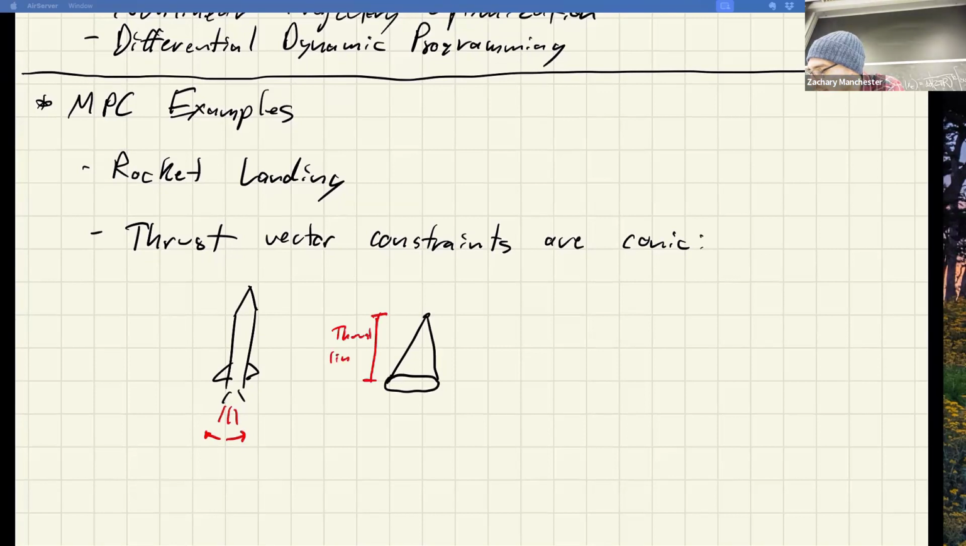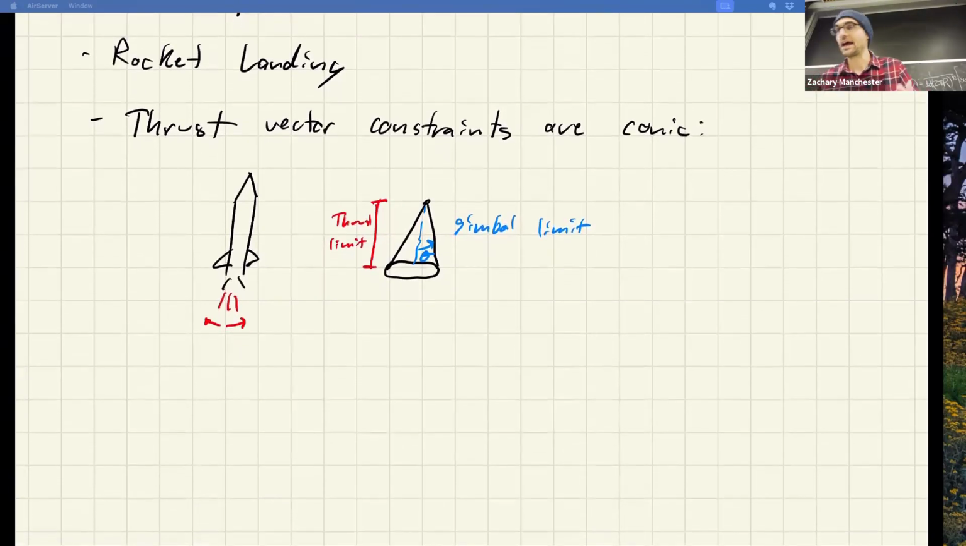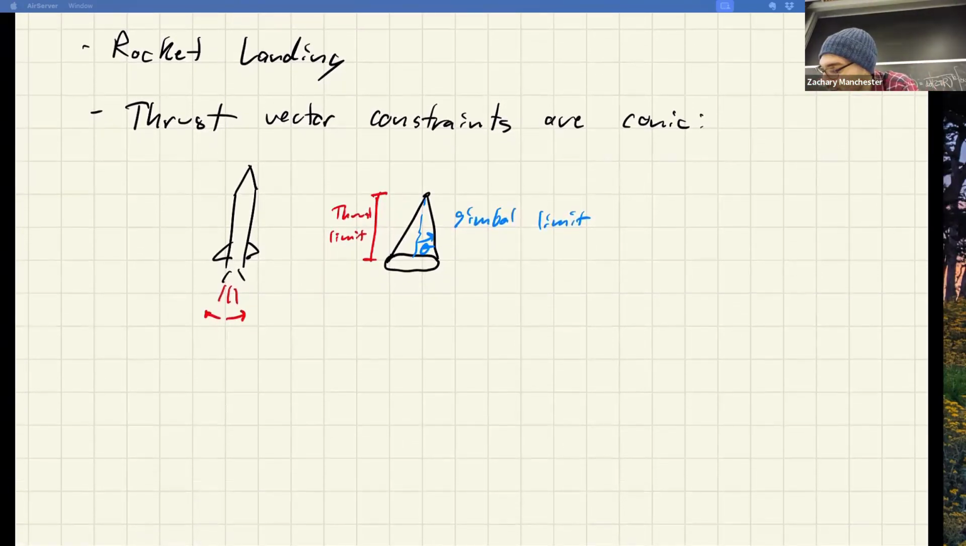So the thrust limit is like the height of the cone, basically. And then the gimbal limit, how far you can tilt the nozzle, essentially ends up being the cone angle. It's slightly more complicated than that. We'll do it later, but it's super cool. And that turns out works super well. All the awesome SpaceX stuff kind of does this, and the JPL powered descent phase where they land on Mars does this stuff.